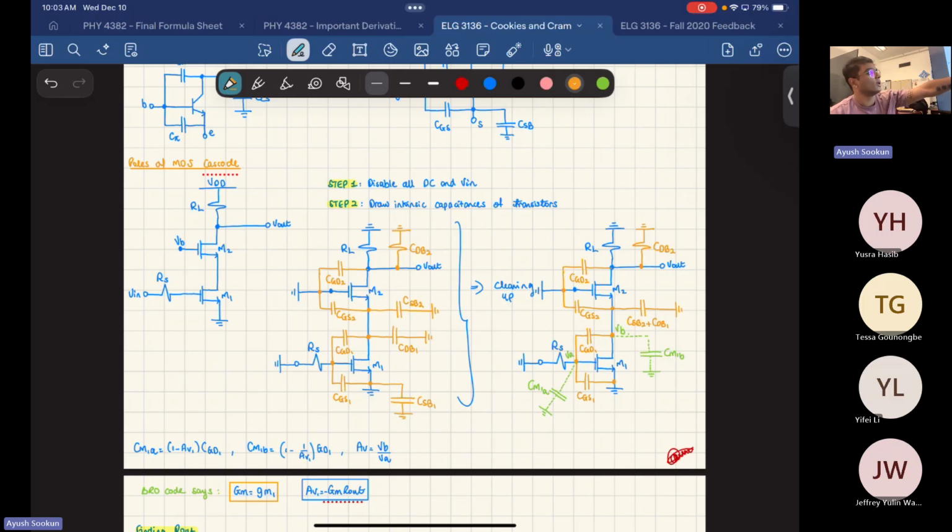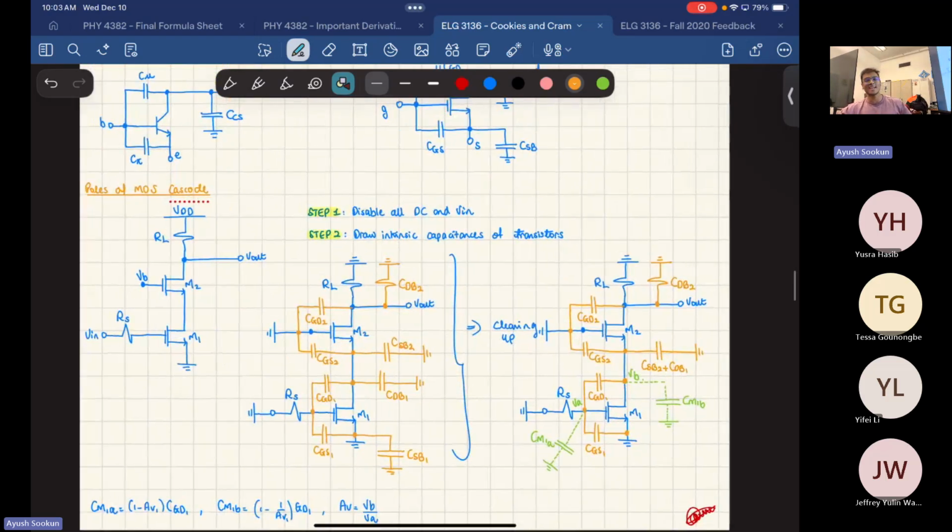CGD1 is connected to the gate, connected to the drain. Use Miller's identification to replace the capacitors connected to ground. Why? For half bonus mark. Yes. 3, 2, 1. Individually? I will check the bar. Check.